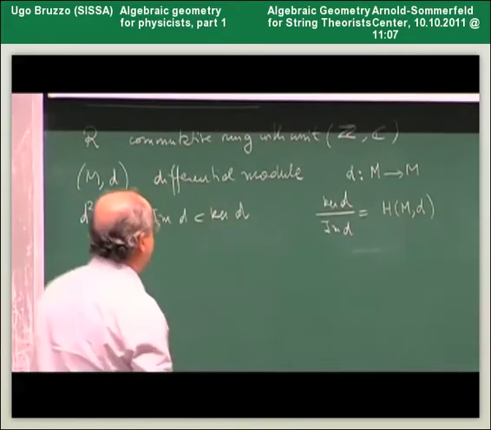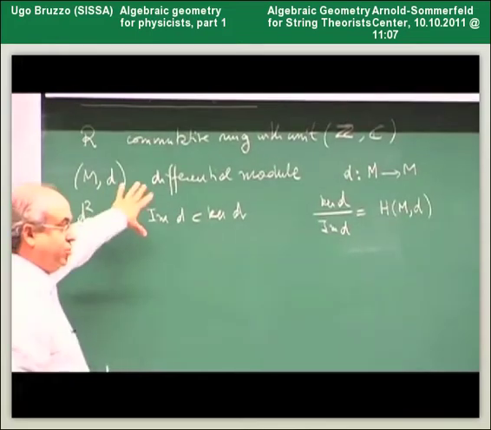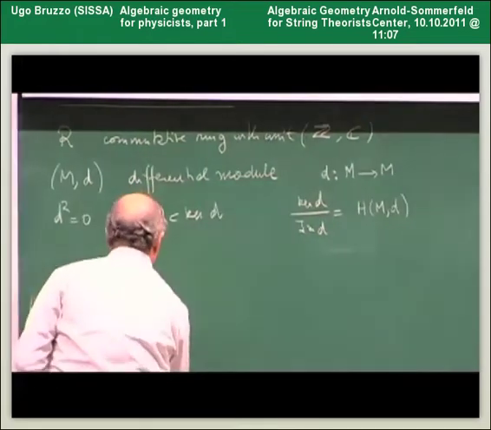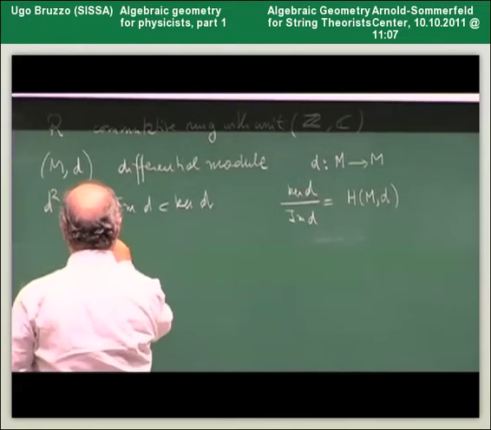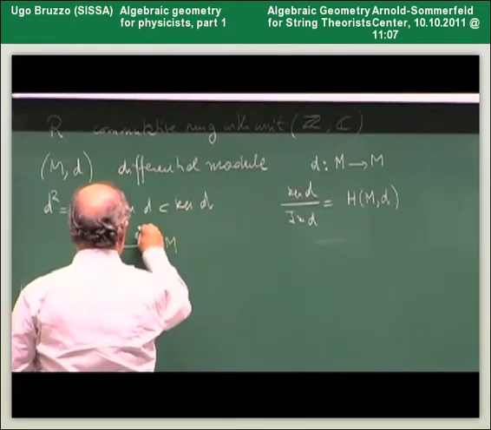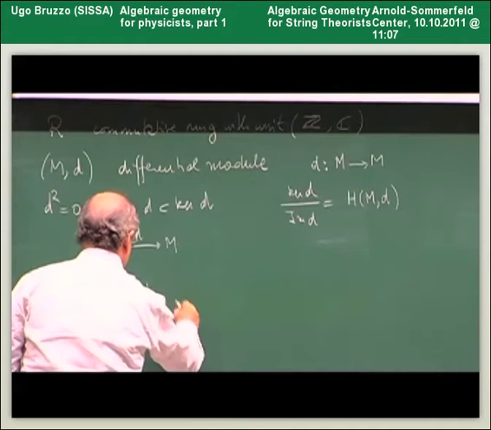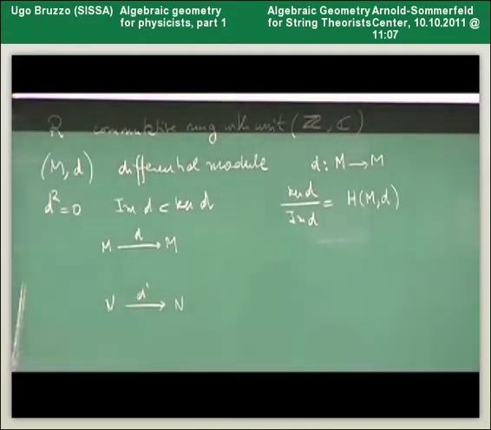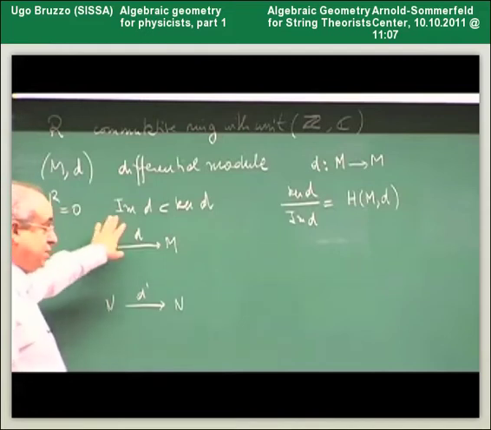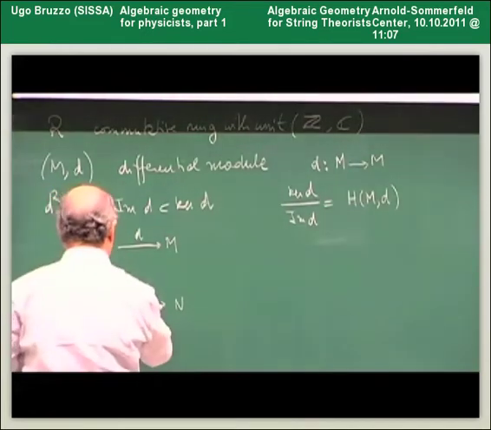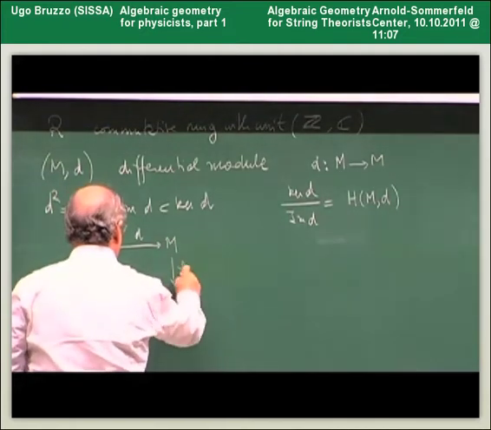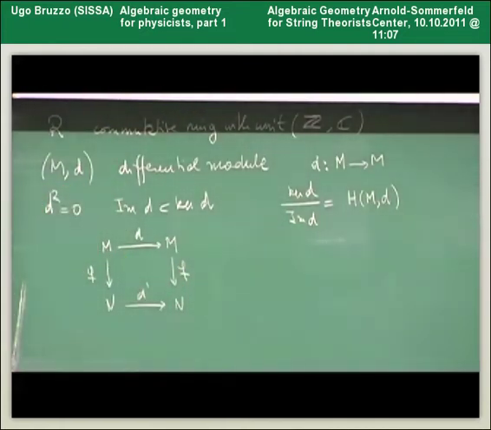We shall need to consider a situation where we have maps between differential modules. If we have two differential modules, say (M, d), therefore we have a map d from M to M, and (N, d'), the very natural notion of homomorphism between these two objects is that we have a morphism between the modules, and this commutes with the differentials. So this is the notion of morphism of differential modules, and it's very easy to check, I will not do this, that this induces a morphism between the cohomology groups.